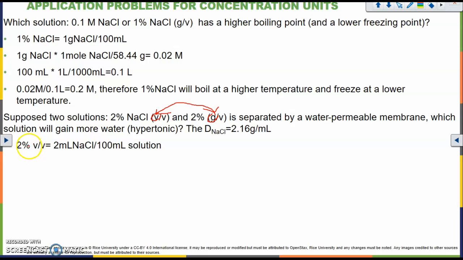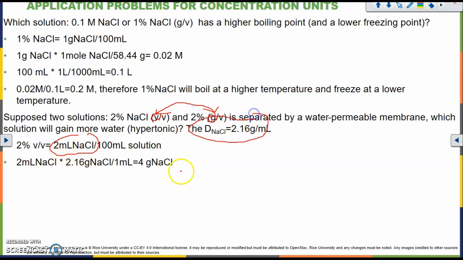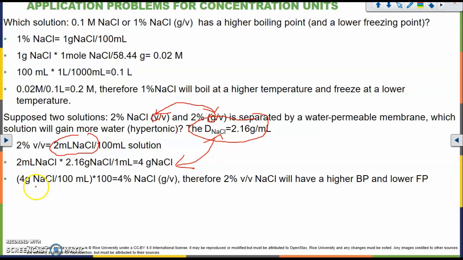So I did 2% volume is 2 mils sodium chloride, 2 mils of the solute over 100 mils of solution. And we're going to convert these 2 mils into grams using the density. So this is where the density comes from. In 2 mils of sodium chloride, there's actually 4 grams of sodium chloride. And then again, we take 4 grams over 100 mils. It's 4% sodium chloride. So now, let's look at this. Now we're going to compare two similar concentration units. So this is 4% gram volume.